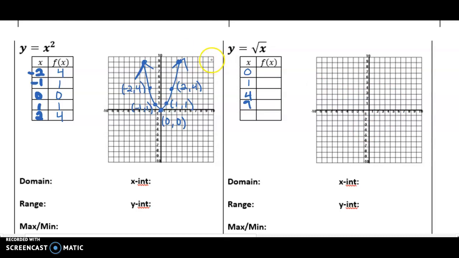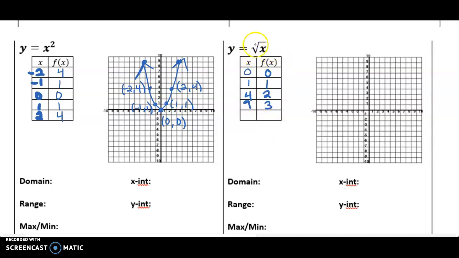And so I'm going to make life easier for myself, and I'm going to make my key points end up at nice whole number coordinate points. And so the square root of 0 is 0. The square root of 1 is 1. The square root of 4 is 2. And of course the square root of 9 is 3.